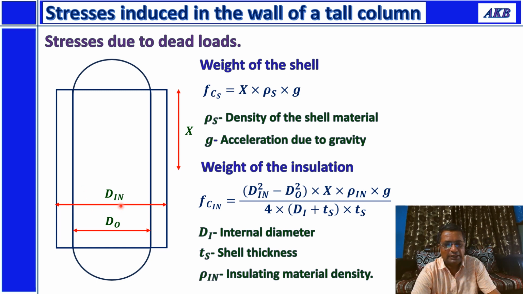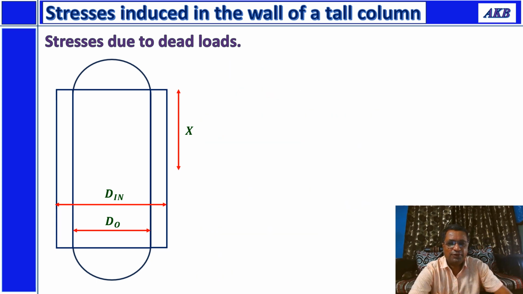So din, as I said, is the insulation diameter. dO is the outer diameter of the shell. Okay, so due to the weight of the shell you have this stress. Due to the weight of insulation you have this stress. This is dead load number 1. This is dead load number 2. Okay, now let us continue the discussion.